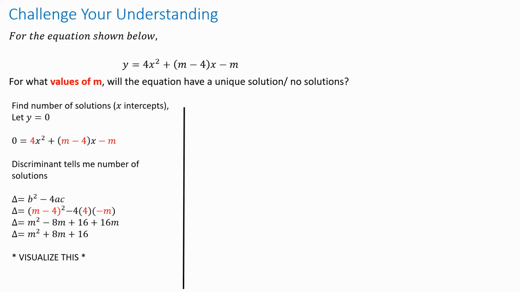This is my equation. What's my a? This is my a. What's my b? The whole thing here is my b, the value in front of x. What's my c? Negative m. So that's my c.